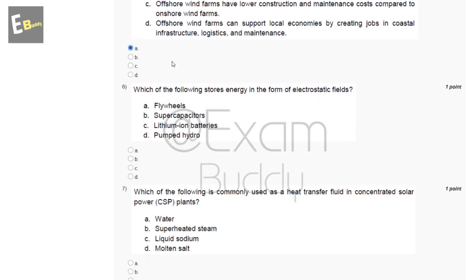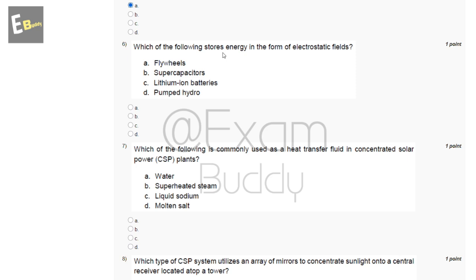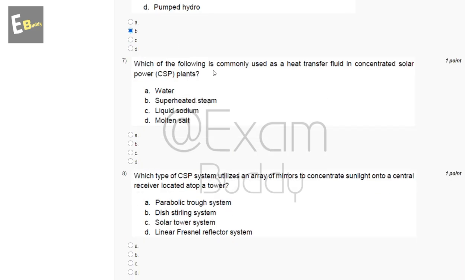Now, the sixth question is, which of the following stores energy in the form of electrostatic field? So these are the options, and the answer of our sixth question is B, supercapacitors.